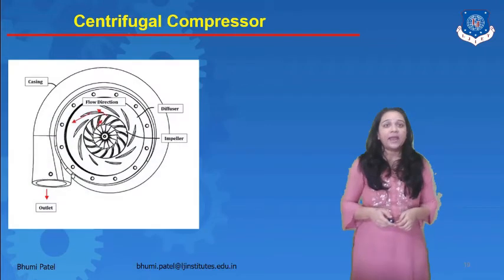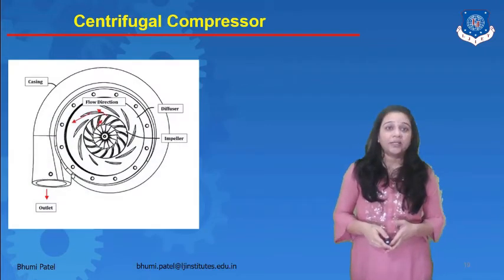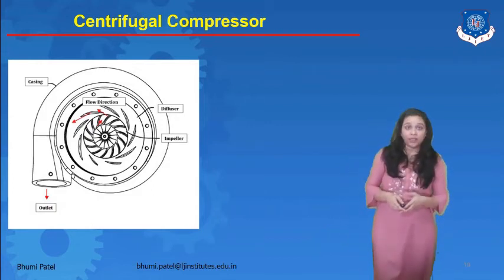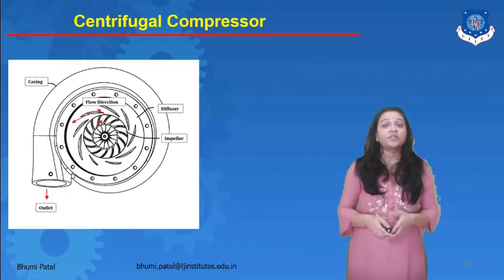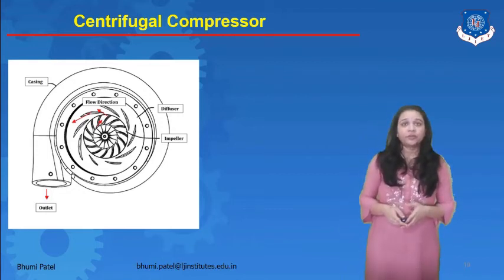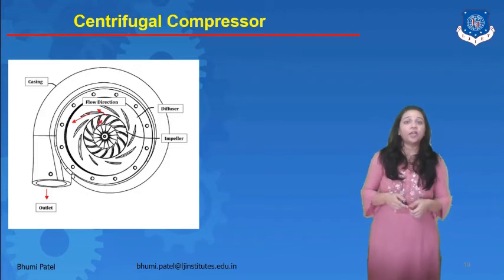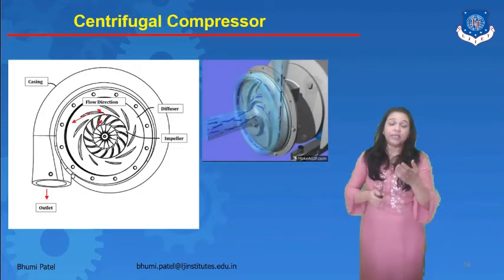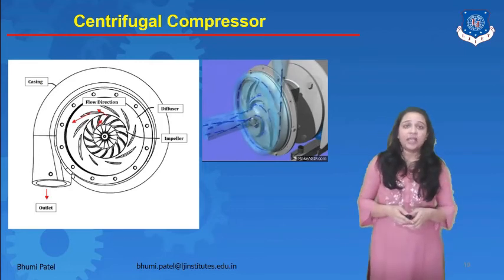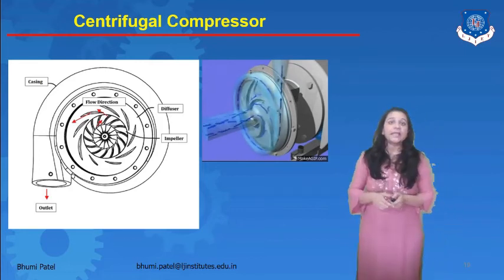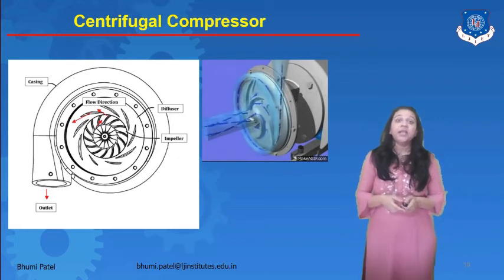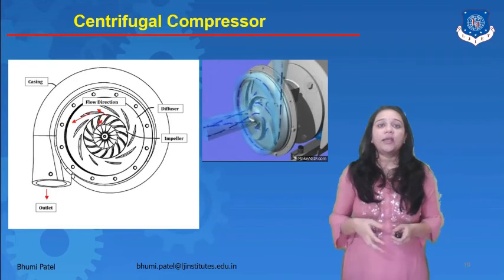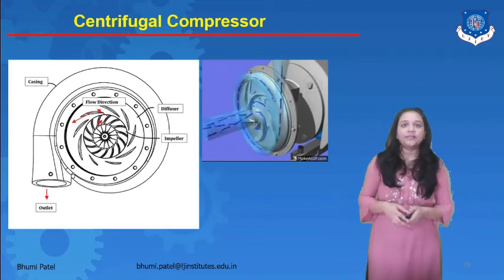And this is the centrifugal compressor. In the centrifugal compressor, there are four main parts, which we will study one by one. This is the working of the centrifugal compressor. Whenever the inflow is there, the centrifugal compressor rotates, and depending upon the inlet, we get the outlet of this system.